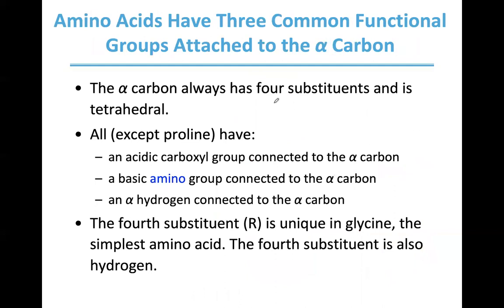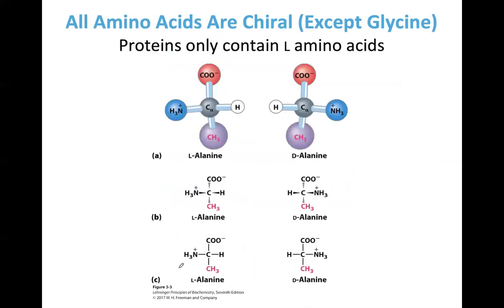All right, so alpha carbon, always tetrahedral, except for proline. We'll look at the structure of proline. Basic connected to hydrogen, the fourth substituent is unique in glycine. It's the simplest amino acid. The fourth substituent is also hydrogen. So we just talked about that.